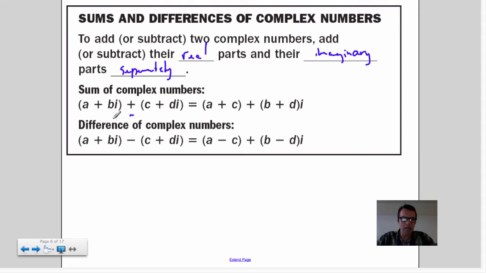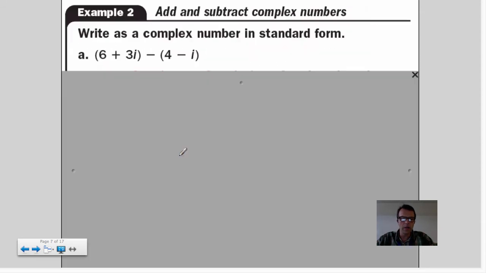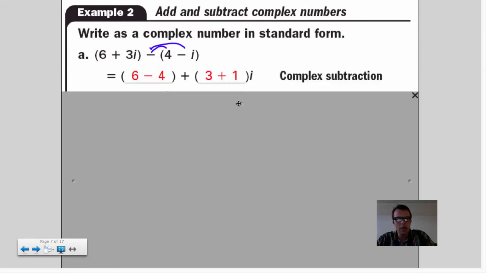Nice. Subtracting, we just have to be careful because we're going to subtract both parts. So again, this negative gets distributed to both c and d. Let's go ahead and look at two examples. So first, let's talk about subtracting. So when we subtract two complex numbers, again, we're going to say 6 minus 4 and 3 plus 1. Again, this negative will distribute. I love drawing my arrows, personally. I'm always worried that I'm going to miss that. So here you can see it's 6 minus 4 and 3 minus minus, or plus 1.